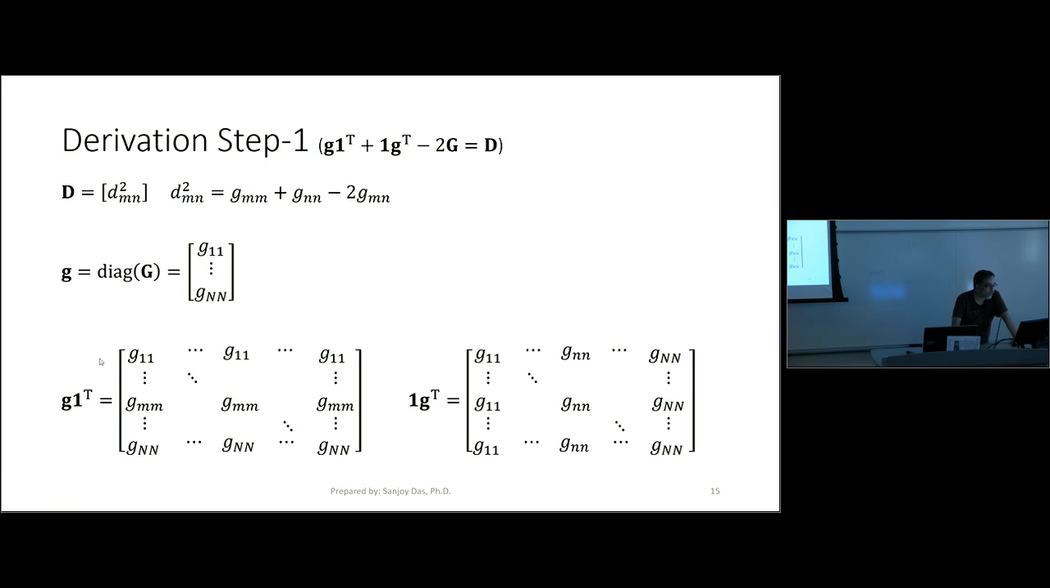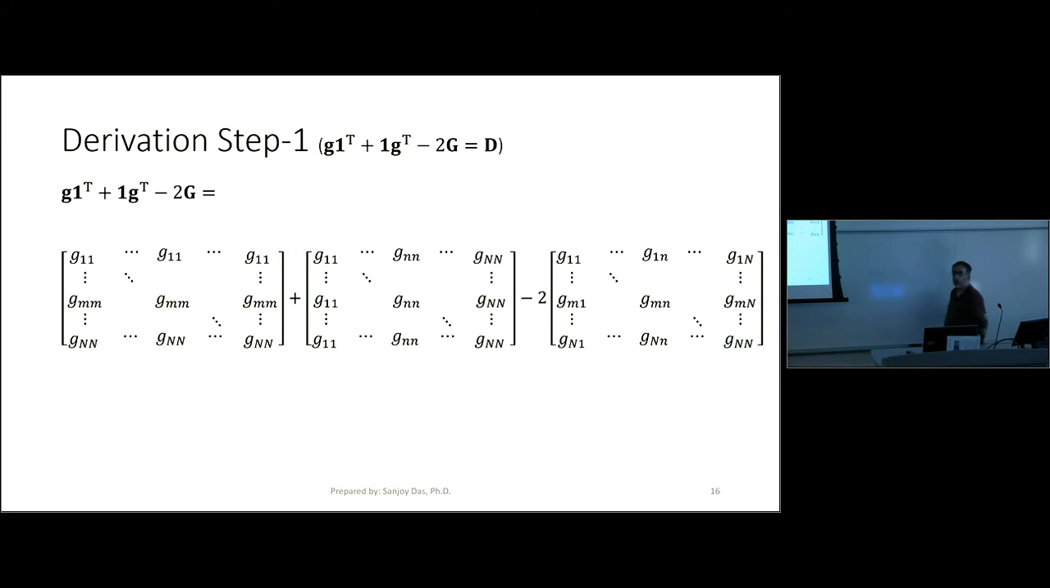1 G transpose is, so the columns become rows, right? So each of these is this G transpose. G transpose, G transpose, G transpose until G transpose, repeated n number of times. This time it's row-wise. Are we good until this point?